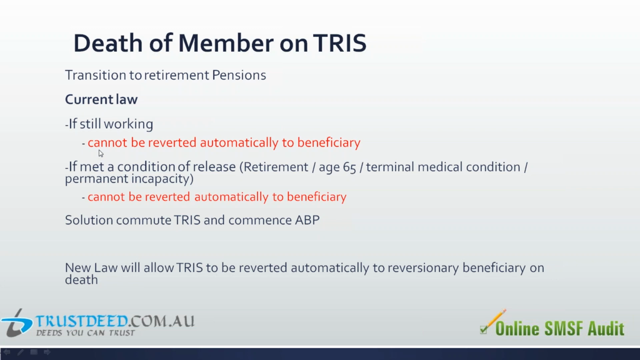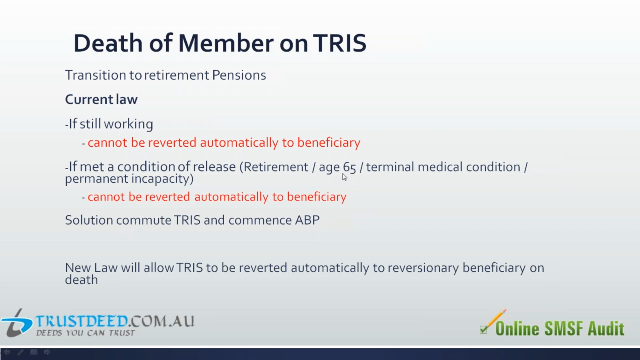Now, the current law also says that if you are on a transition to retirement pension, let's say you commenced a pension at age 60, and at age 65 you're still working, the transition to retirement has moved to retirement phase because you have met a condition of release by turning 65. The transition to retirement pension remains a transition to retirement pension, and the characteristic of transition to retirement pensions is that they are not in retirement phase, even after you reach the retirement phase. So they cannot be automatically reverted to the beneficiary.